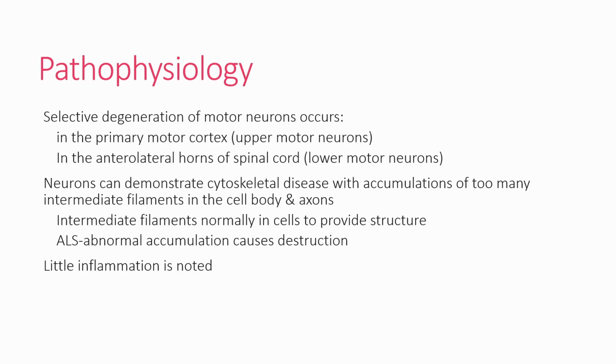So pathophysiology for this one: degeneration of motor neurons, either in the primary cortex affecting the upper motor neurons or in the anterolateral horn where the synapse occurs, where you start affecting that lower motor neuron. Neurons can demonstrate this cytoskeletal disease. Too many intermediate filaments in the cell bodies and axons. So we're talking about the actual neurons now itself. These intermediate filaments normally provide structure, but with ALS, we destroy those things. Very little inflammation is noted with this. It's just a degenerative disease, takes it away.